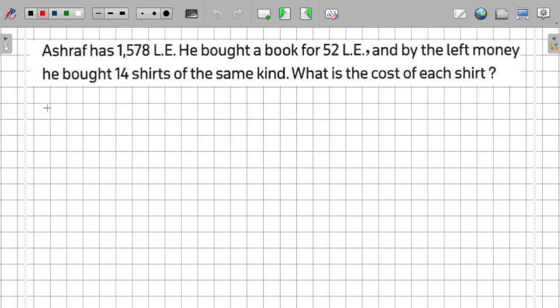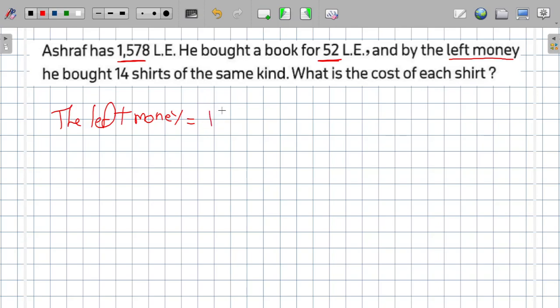Okay, so he bought 14 shirts of the same kind with how many pounds? I don't know, because I want to know the left money first. So I will say the left money equals what? The difference between the price of the book and the total money that he had.